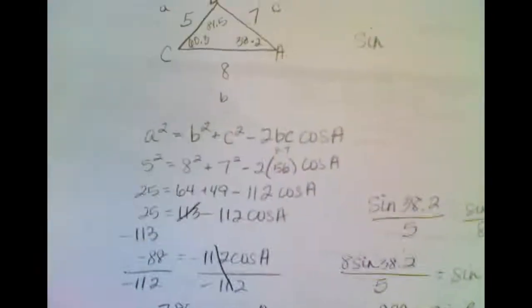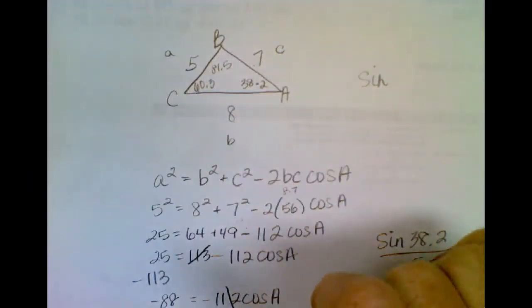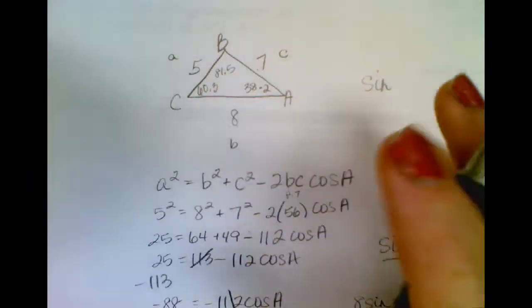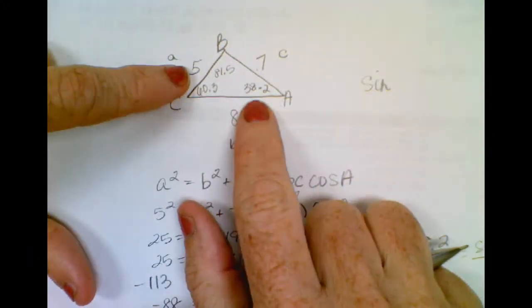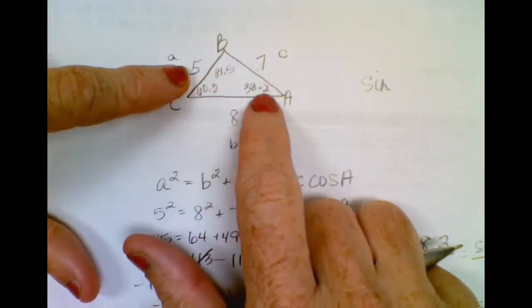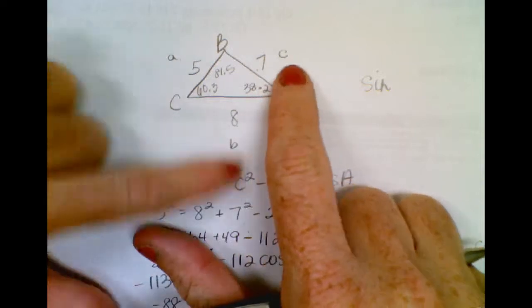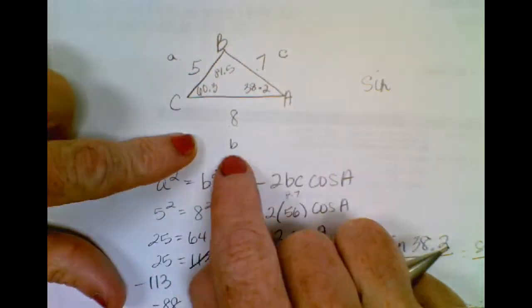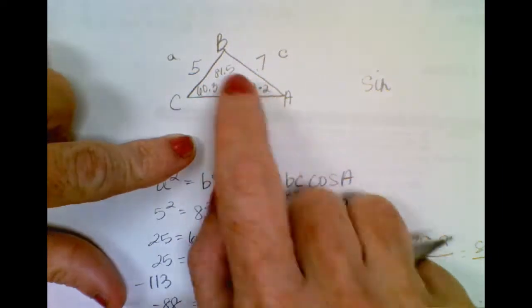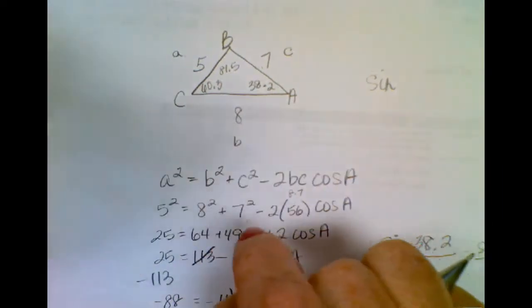So let's just double check that our smallest angle is across from our smallest side, middle angle is across from our middle side, and largest angle is across from our largest side. So 5 is our smallest side. It's across from 38.2, which is less than either of our other two angles. 7 is in between. 60 is in between 81 and 38. So far I'm okay. And my longest side is across from 81.5, which is definitely my largest angle.